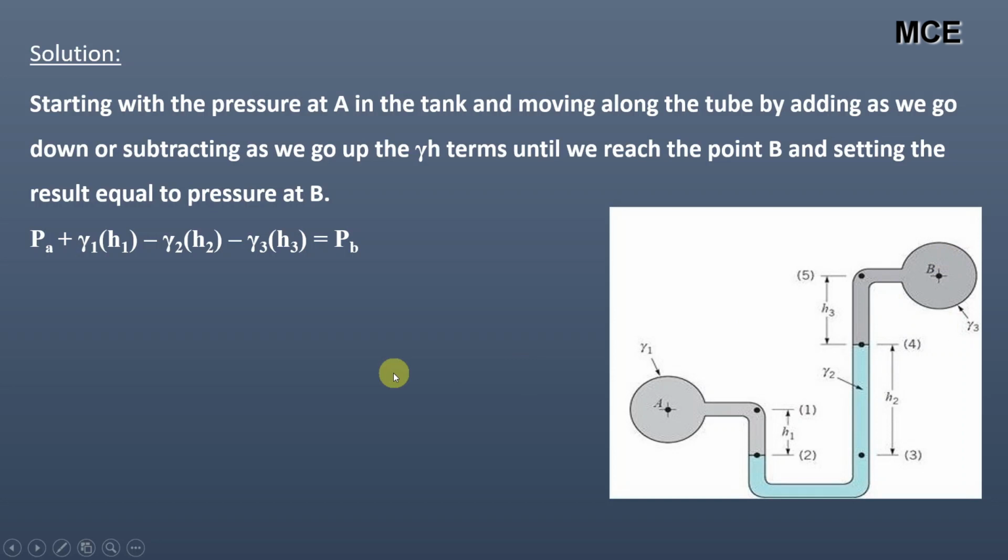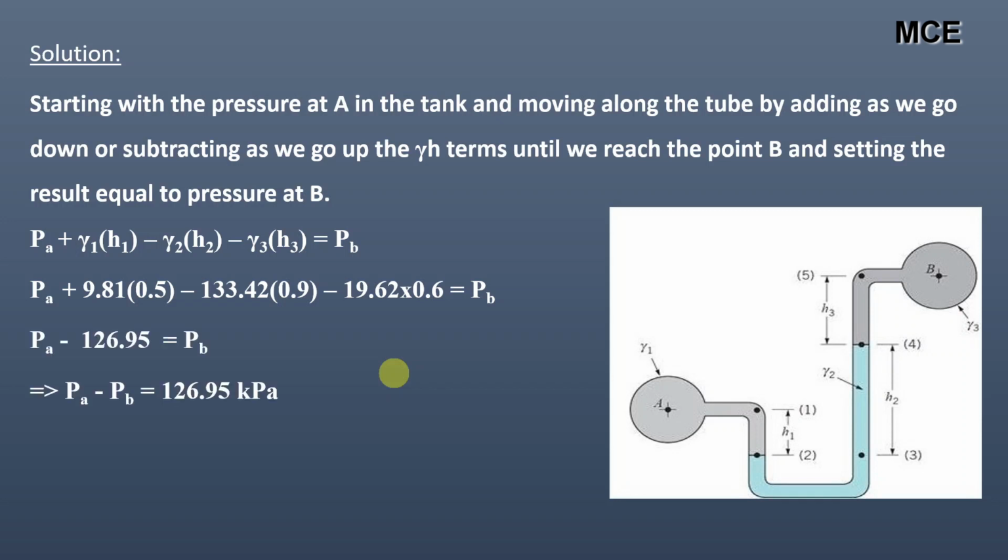Putting the values of unit weights and the heights of the liquid and solving the above equation, we get the pressure difference between A and B equal to 126.95 kilopascal.